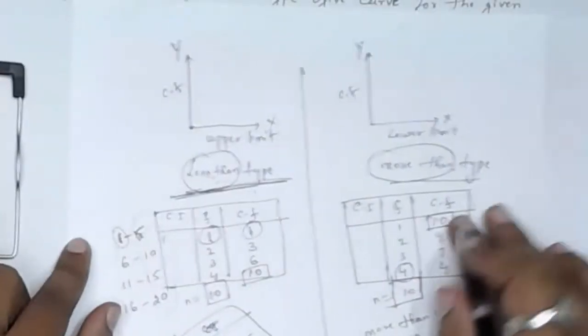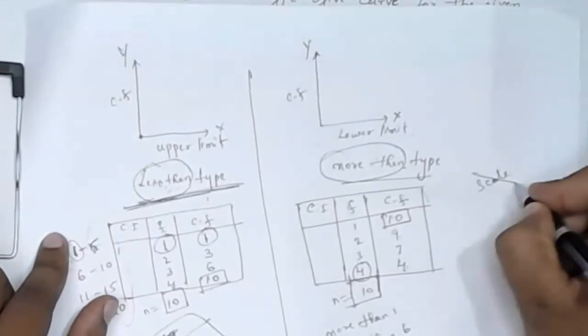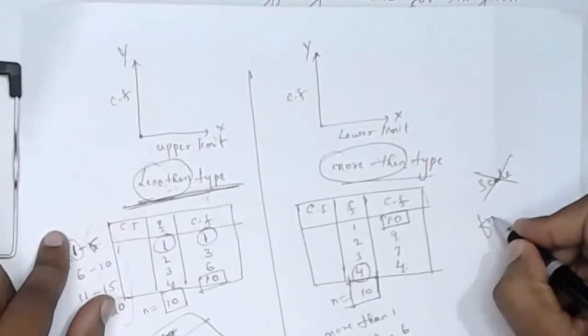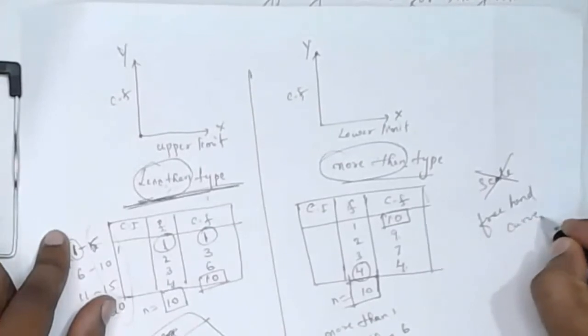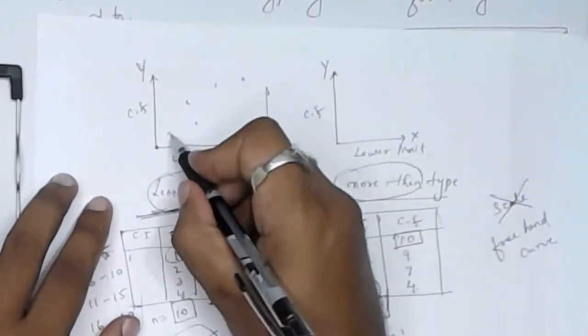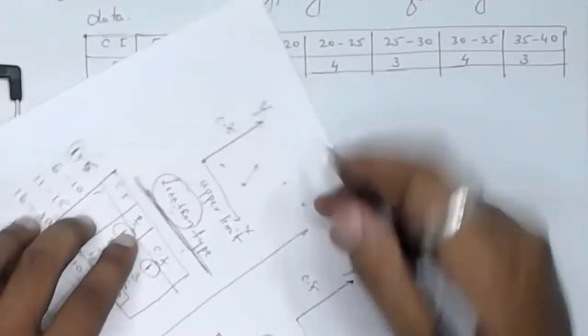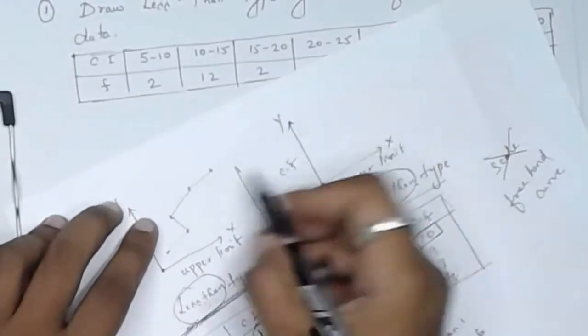Remember, there are certain terms and conditions. We should not use a scale. We should draw a freehand curve. Got it? Freehand curve. Example, this is one point, this is one point, this is one point, this is one point. So what you should do is just freely join these. Again, turn the page, join here, again just join here, that's it.